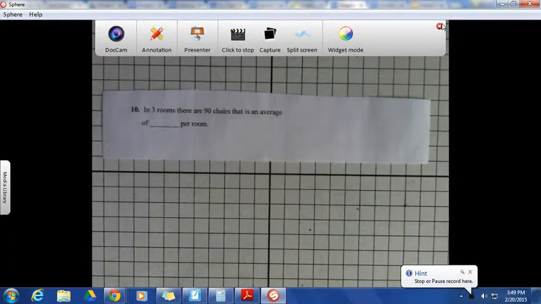Alright, for this problem we're going to solve for unit rate, and then we're going to make an XY table and show the unit rate graph. So here's my unit rate problem that I'm going to start with. It says in 3 rooms there are 90 chairs, and that is an average of how many chairs per room.